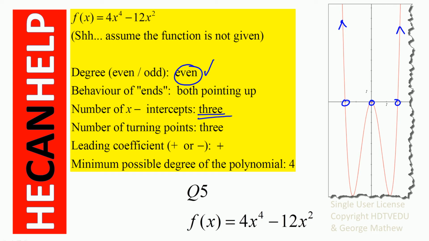Number of turning points, 3. Where are those turning points? One is here. The other one is here. And the third one is here. So we have 3 turning points. Number of turning points, 3. No question about that.